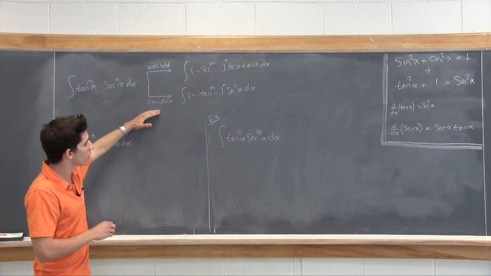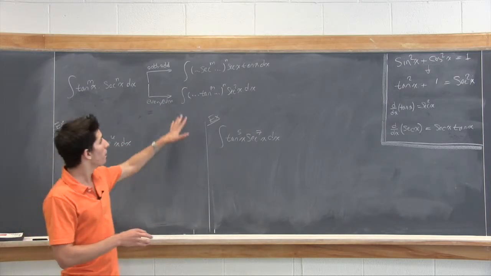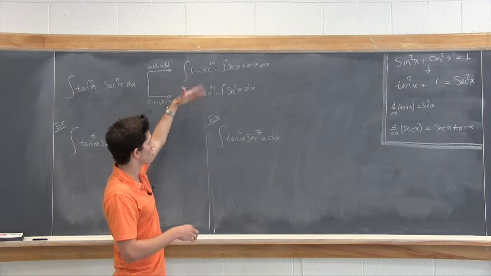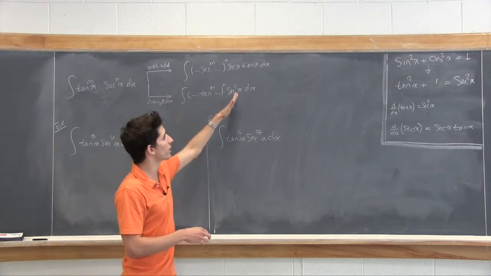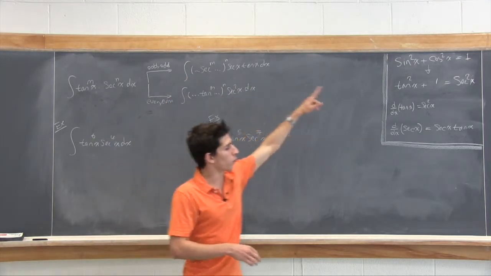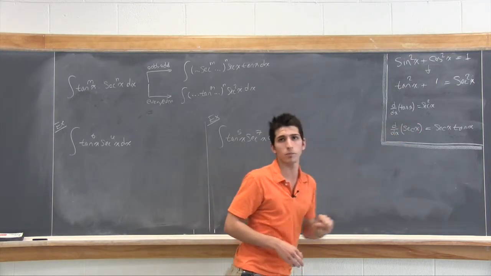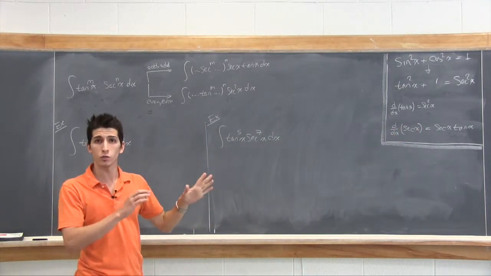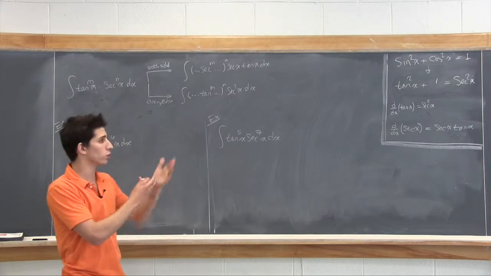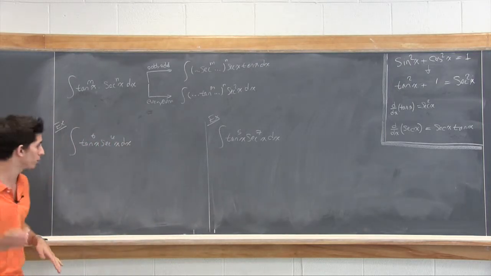If they're both even, then we're going to try to make it look like some stuff concerning tans, and then a secant squared out front, and we're going to use this differentiation rule in our u sub in order to solve the integral. So let's see how that actually plays out.